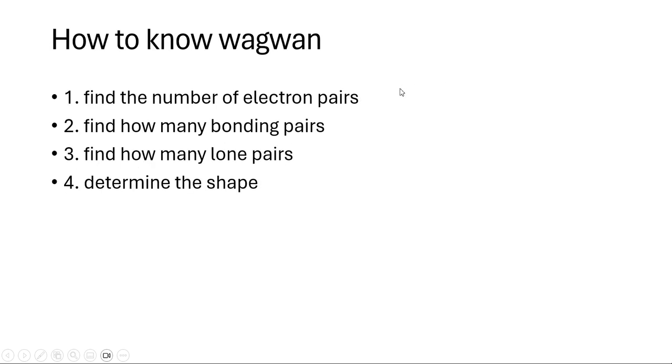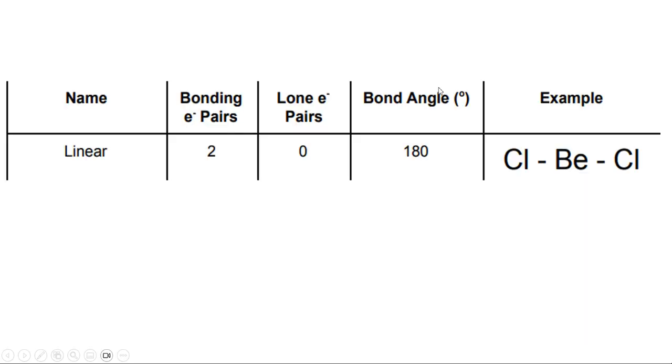So now, how do you know which shape you have? Find the number of electron pairs, then find how many bonding pairs, then find how many lone pairs, and that will tell you the shape if you've memorized it. So let's go deeper into it. I did this in order so it's easier for you to write down, so make sure you write this down.